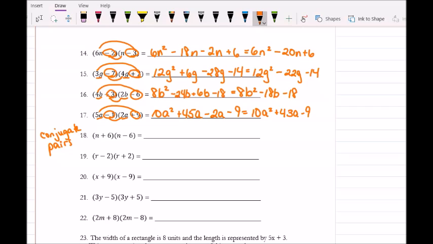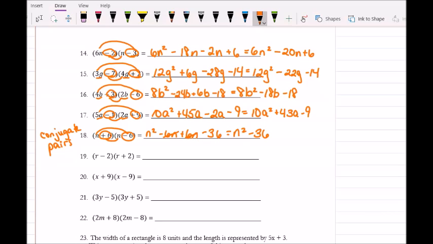So let me show you what happens. The first term, n times n, is n squared. The outer would be negative 6n. The inner would be positive 6n. And last, positive 6 times negative 6 is negative 36. And now when you combine negative 6n and positive 6n, they will cancel each other. And so your answer would be n squared minus 36.